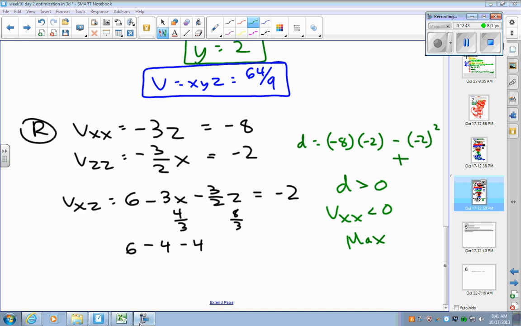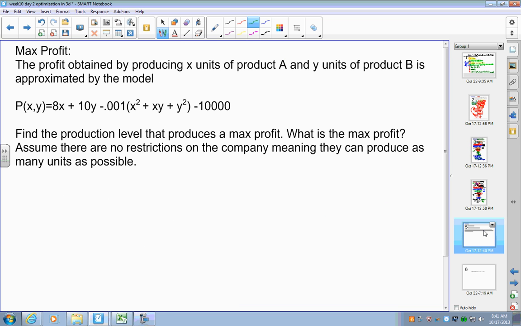And let's try one more. We'll do it on this one here. At least let's just start this one. Okay, profit obtained by producing X units of product A and Y units of product B is approximated by this model. Find the production level that produces a max profit. What is the profit? And you can assume that there are no restrictions on the company, meaning they can produce as many units as possible.